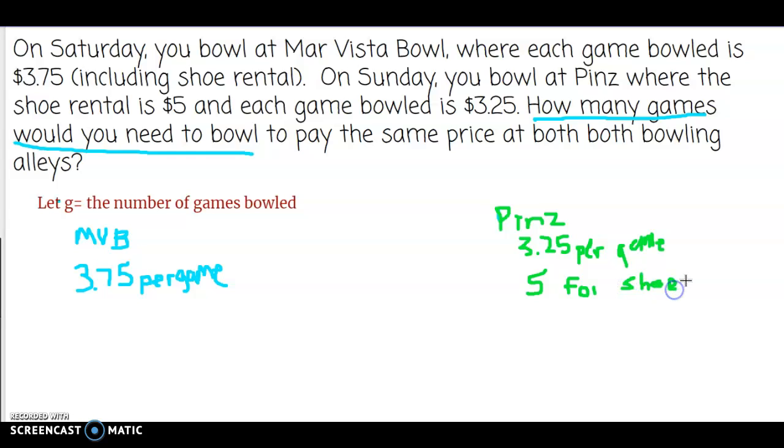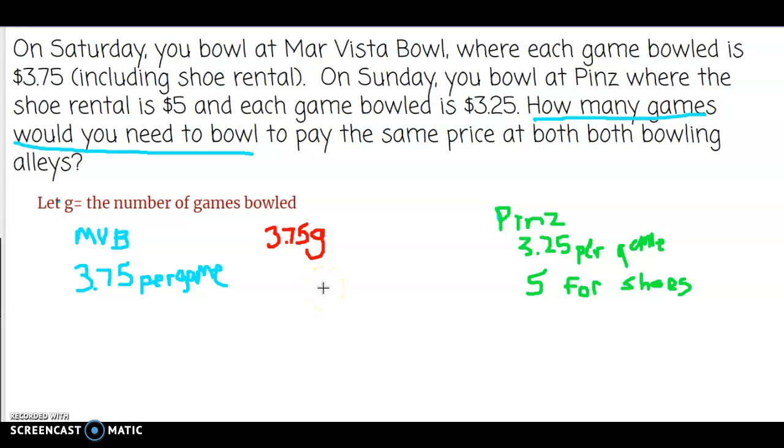So let's talk about expressions that would represent these costs. Well, if G is the number of games being bowled, and I know at MVB I'm paying $3.75 per game, that means I'm going to take that amount, $3.75, and I am going to pay that per game. So I can multiply it by the number of games that I'm bowling.